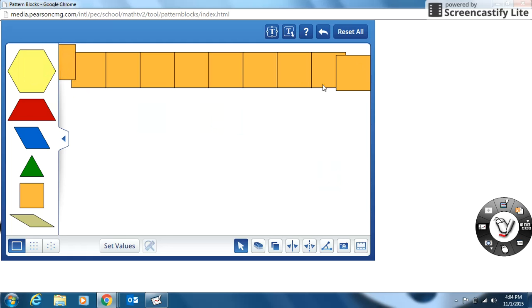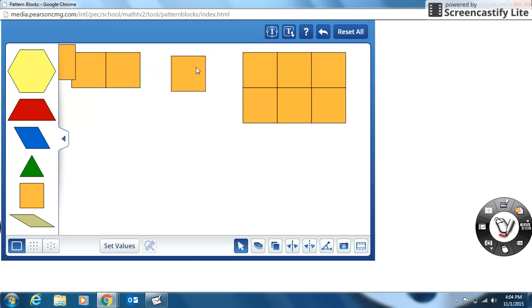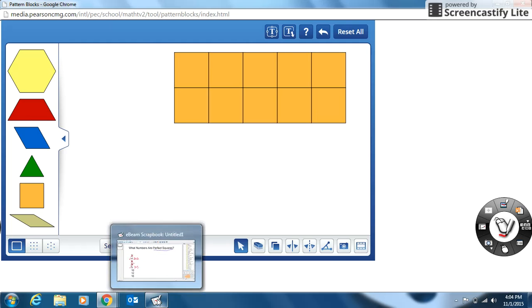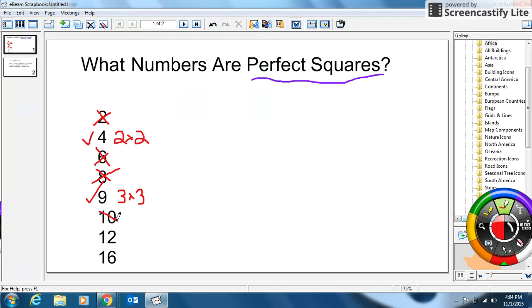1 by 10. What about, I can go like this. I'm making it harder than it has to be, but that's okay. That happens from time to time, that we work harder, not smarter. Let me take this. All right, so I have 2 by 5, but guess what? I'm not able to make a square using 10 blocks, so 10 is not an example.